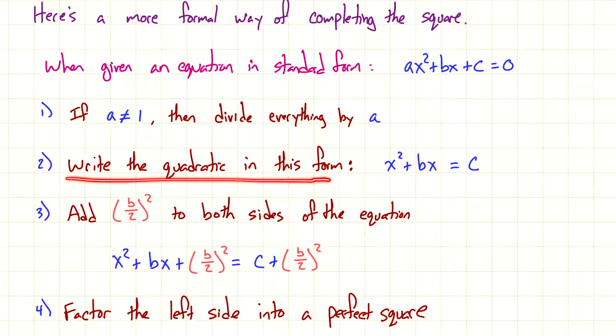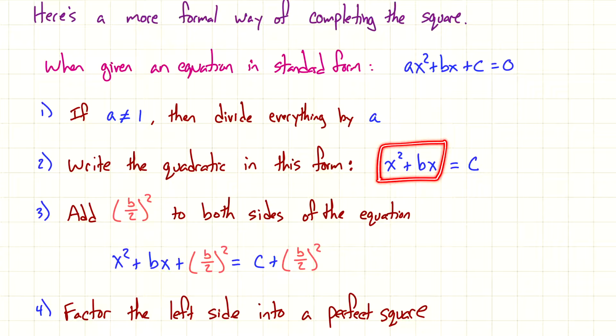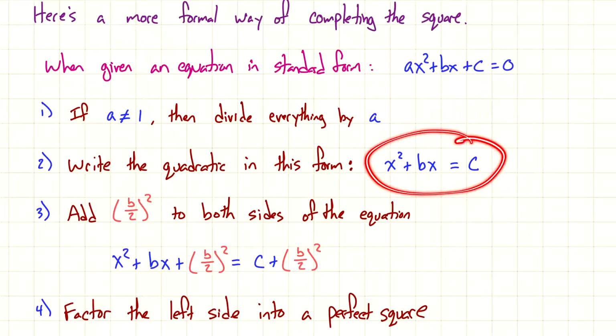Next is to write the quadratic in this form. You'll notice there's just the x's by themselves on the left side, and then the number on the right side. You should remember this from the steps we've seen before. I would always move that c value to the other side first. That was always the first thing that I did. So your goal is to make it look like this.